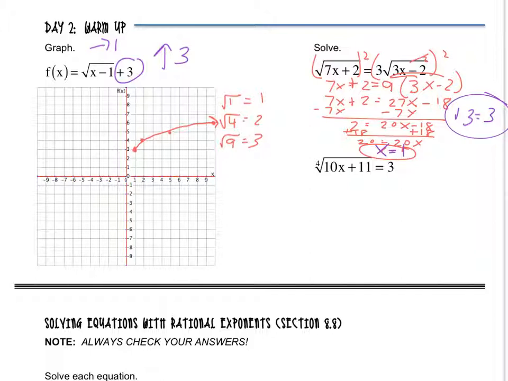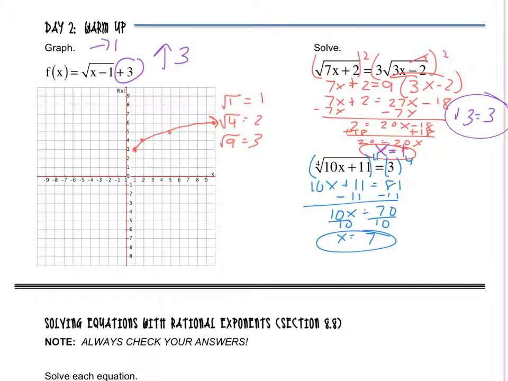Now, the next problem underneath, I do not have a square root on both sides. So if I had something out front here, I would divide by that number, but I don't. So I'm going to go straight into my problem. I'm going to multiply to the 4th power on both sides. So I have 10x plus 11 equals 3 times 3 times 3 times 3, which is 81, minus 11 on both sides, and I get 10x equals 70. Divide by 10, and x equals 7.